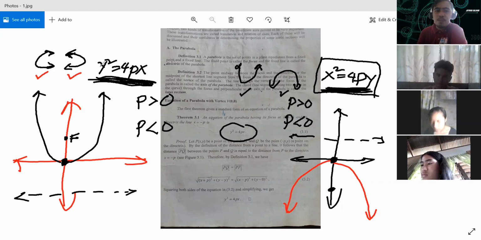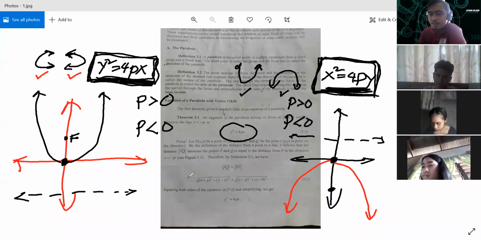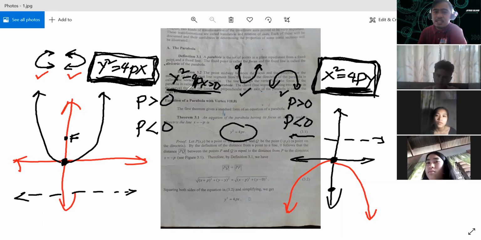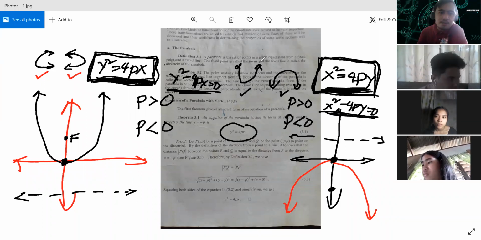Okay, all you have to remember are these two forms. These are called standard form of the equation of the parabola. You remember this standard form. Okay? Sir, so the general form. The general form will be, if you transfer this to the other side, it makes y squared minus 4px equal to 0. This is the general form. And the same here, if you transfer that as x squared minus 4py equal to 0, this is the general form. Okay? This is the standard form.